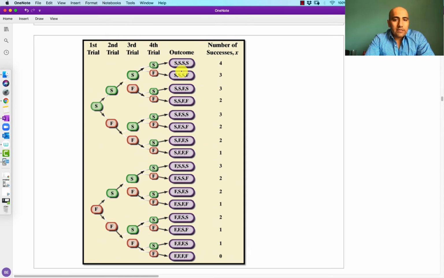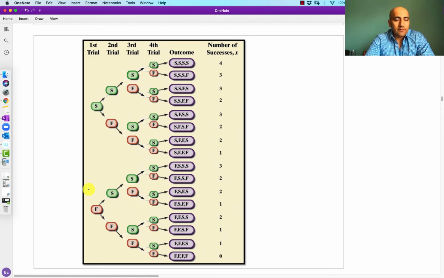So what we're going to do is keep track of how many successes there are. So here there are 4 successes. Here, there are 3 successes. Here, there's also 3 successes. Here, we have 2 successes, 3 successes, 2 successes, 2 successes, 1 success, 3 successes, 2 successes, 2 successes, 1 success, 2 successes, 1 success, 1 success, and then finally 0 successes. Okay, so then we're going to use this to figure out the probabilities that we're actually interested in.